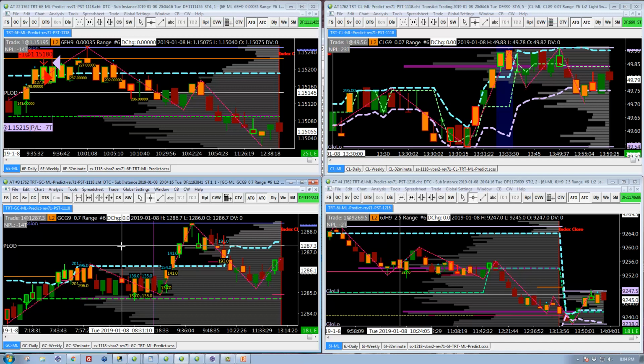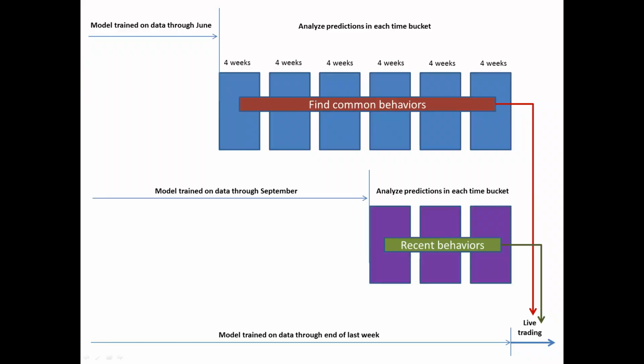In the simulation, if we use this first approach, we have a much lower ratio of max loss days to total days traded. We also have a lower profitability. If we use the second method, the method in the lower half of the screen with the purple time buckets, it's far more profitable, but you see a higher ratio of max loss days.